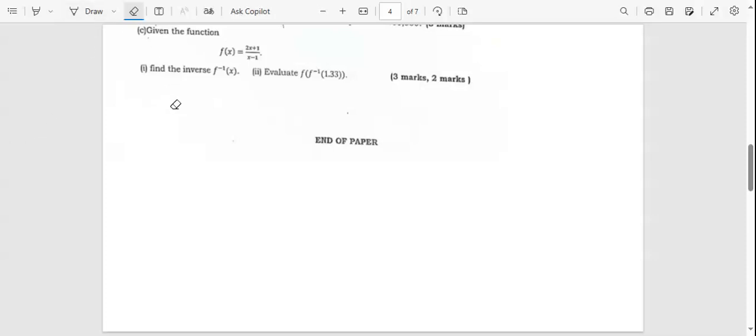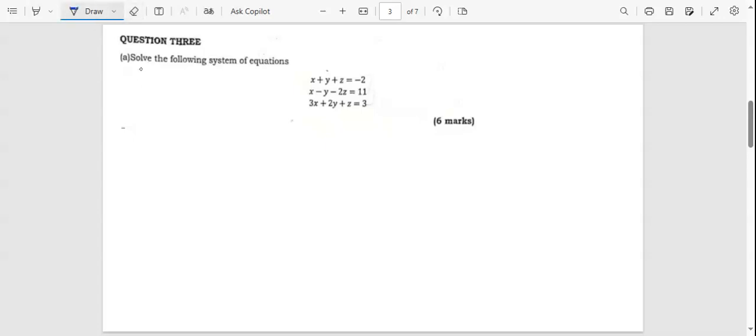So what we'll do is, let's solve this one. So this is a simultaneous equation in three variables. So what we are going to do is we'll write the same simultaneous equations: x plus y plus z is equal to negative 2. So what I'm going to write again is x minus y minus 2z is equal to 11. All right. So then we have 3x plus 2y plus z is equal to 3.